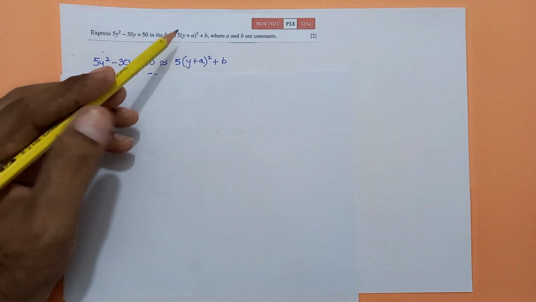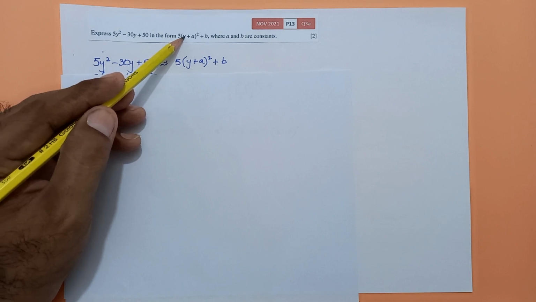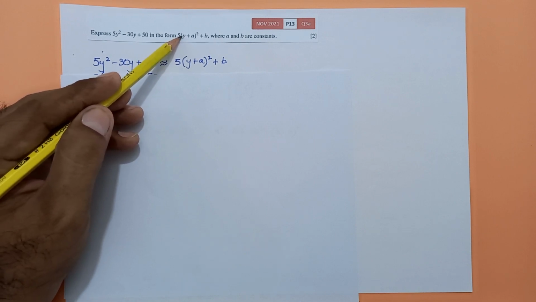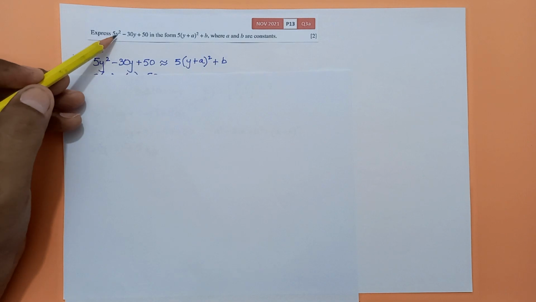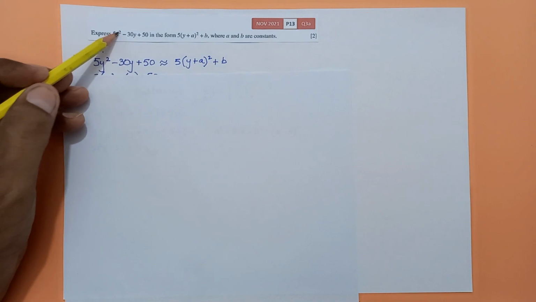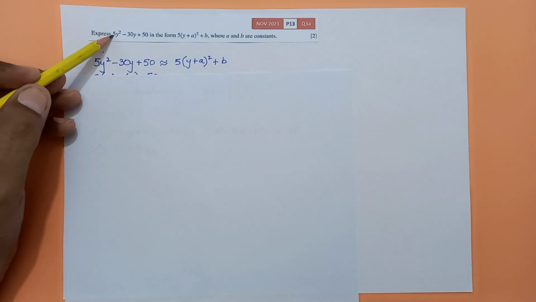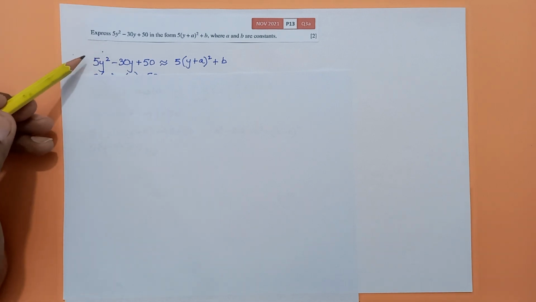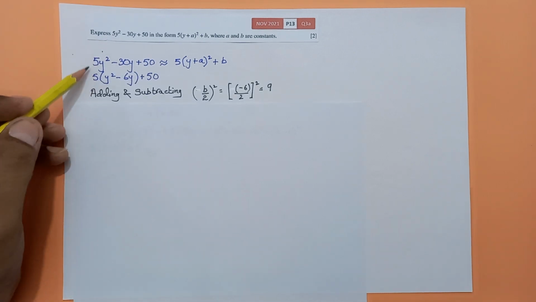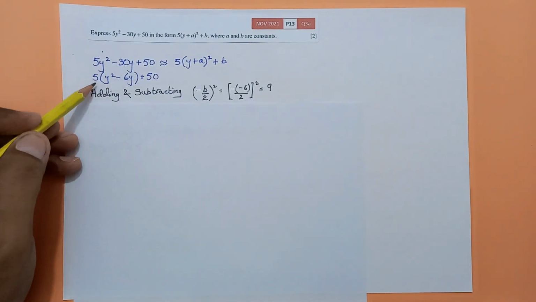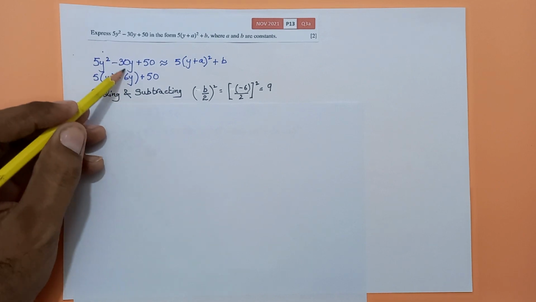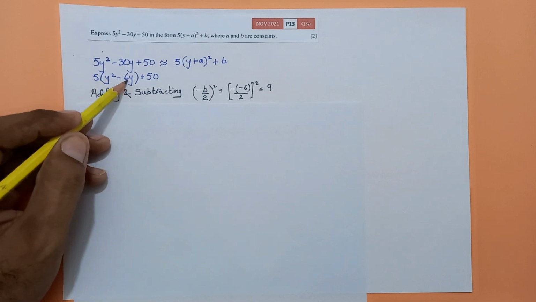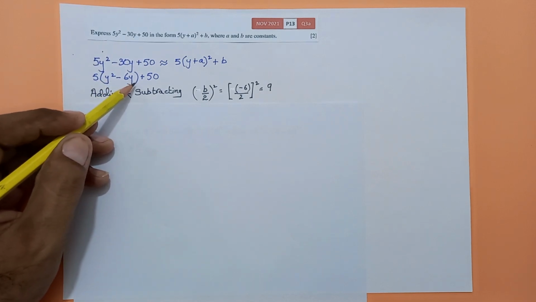In other words, we can also say that the coefficient of y inside the bracket is positive 1. That means we also need the coefficient of y square as positive 1. That means we have to take this 5 as a common. So after taking 5 as a common from y square and y, we have 5 as a common and we are left with y square because 30 is a multiple of 5, so we are left with negative 6.